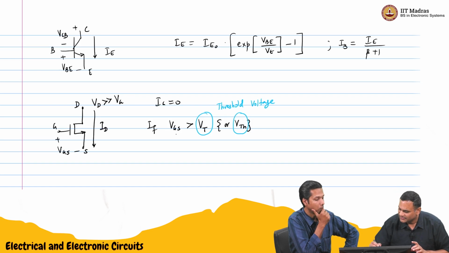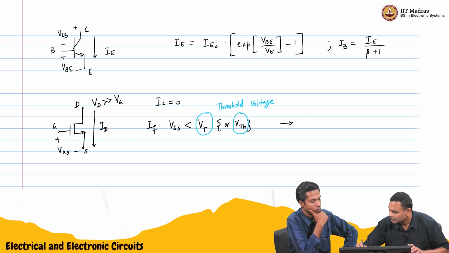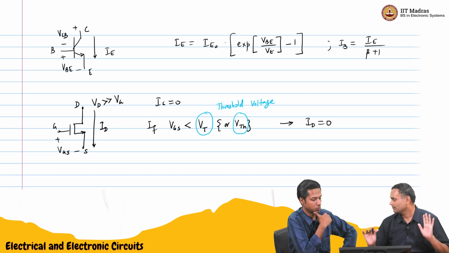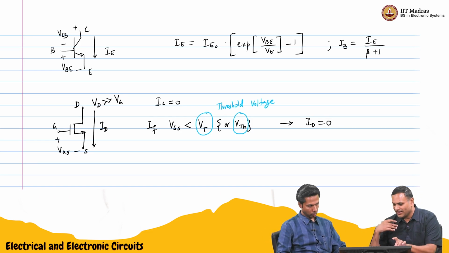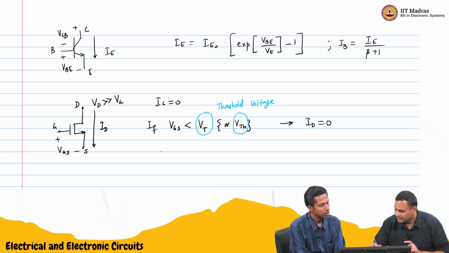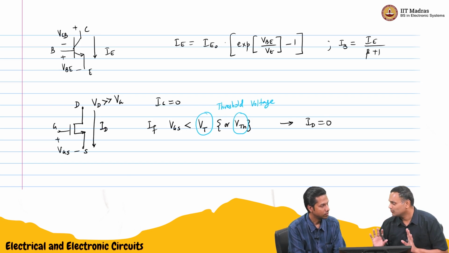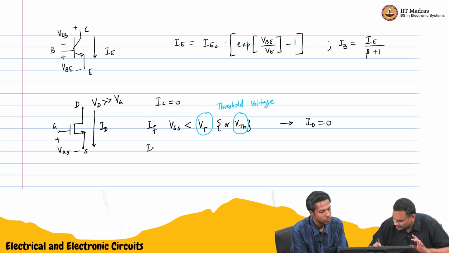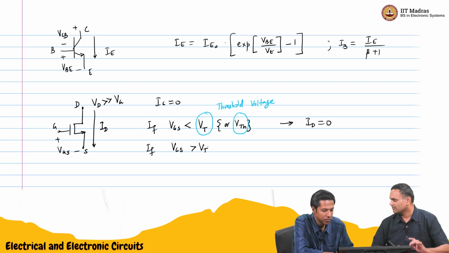So in fact, we'll write it like this: if VGS is less than this threshold voltage, ID will be 0. That means until you apply a gate to source voltage of some value, the device will not even conduct. After VT, the device can start conducting. Again, there are two regions. We will write down both regions. Which one do you want to use, VT or VTH? VT is okay, capital T. We'll just use that, since that is more commonly used.